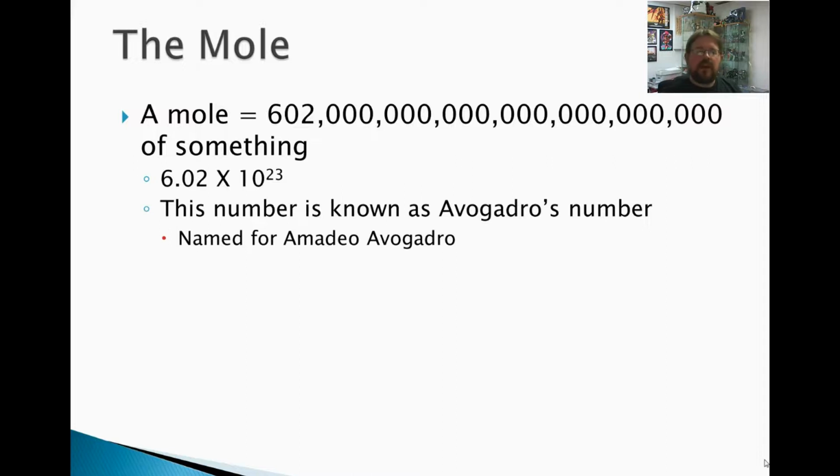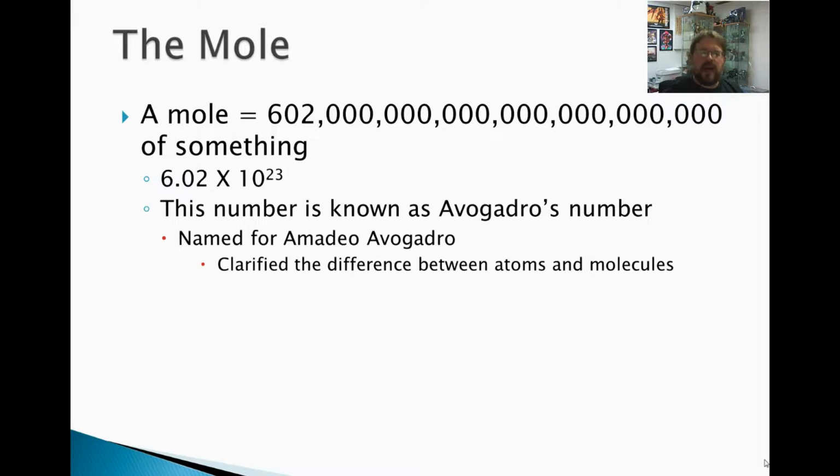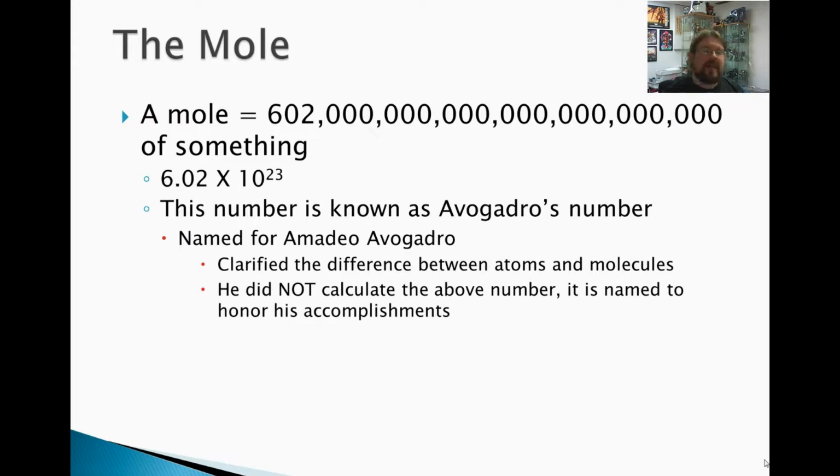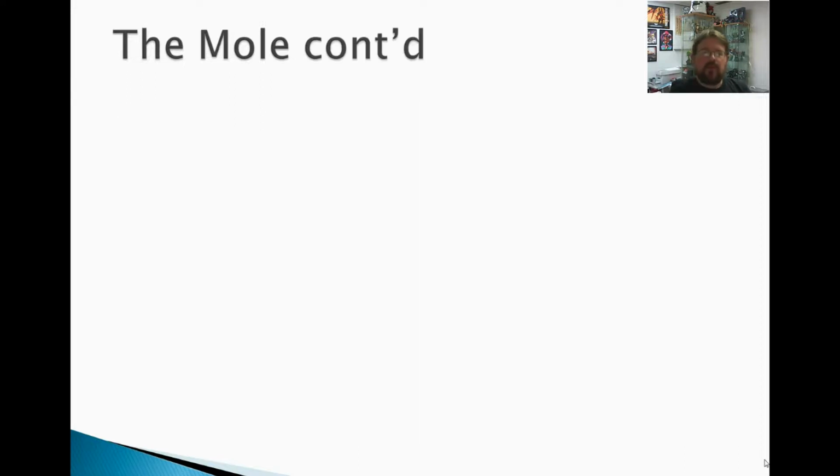Now, it's called Avogadro's number because it's named after Amadeo Avogadro. He clarified the difference between atoms and molecules way back before we knew much about this. He didn't calculate the above number. He had nothing to do with it. It's just named to honor his accomplishments, okay? Now on to the more pressing stuff.